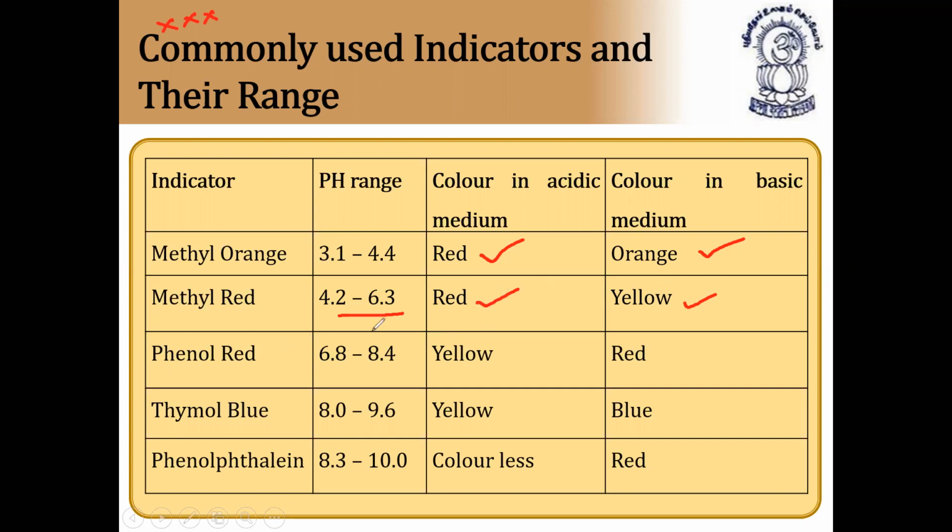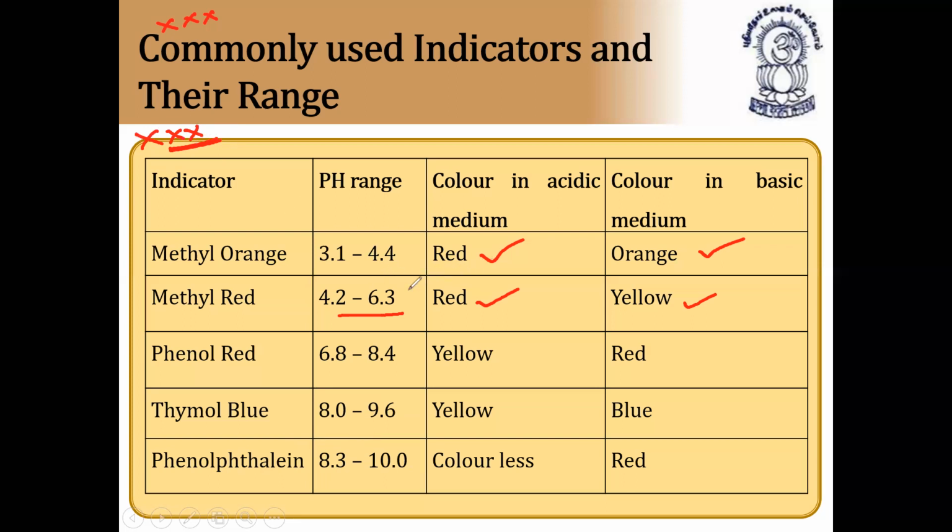So these are the pH ranges of the indicators. 3.1 to 4.4 is the pH range of methyl orange indicator. Methyl red, what is the pH range? 4.2 to 6.3. And phenol red? 6.8 to 8.4. Thymol blue? 8.0 to 9.6. And phenolphthalein? 8.3 to 10. So all these are the common indicators, and this table is very, very important. Definitely they'll ask in the examination.